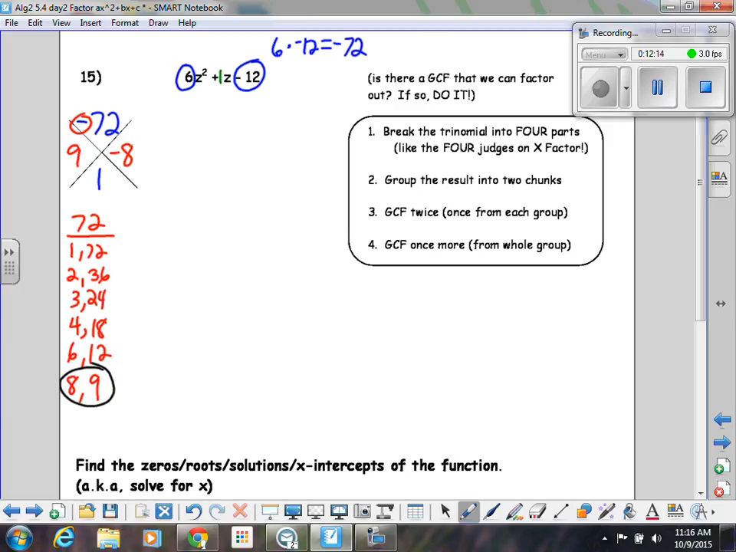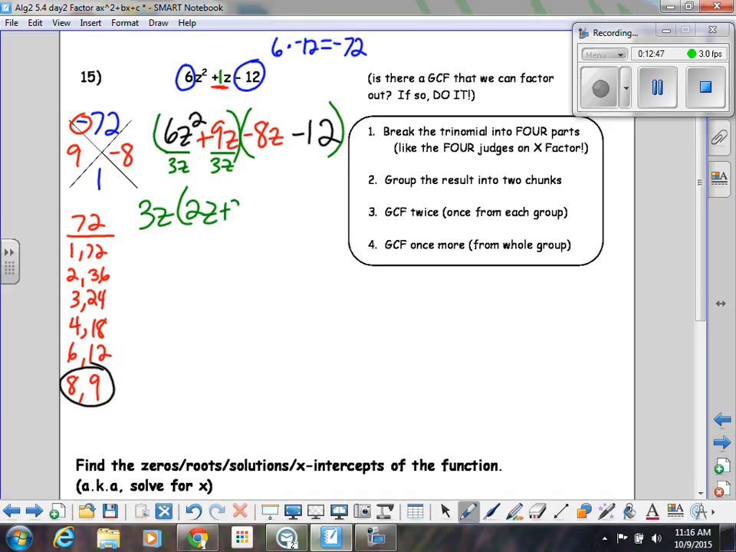All right, so remember, the 6z squared stays the same. The -12 stays the same. The thing that's changing is the 1z. So I'm going to have plus 9z minus 8z. And now I have my 4 terms that I can break into 2 different parts. I've got the first 2 and the last 2. So I'm dividing this first one. Let's see, 3z will go into both of those. So I have 3z parentheses 2z plus 3.